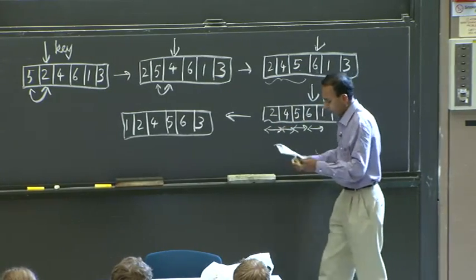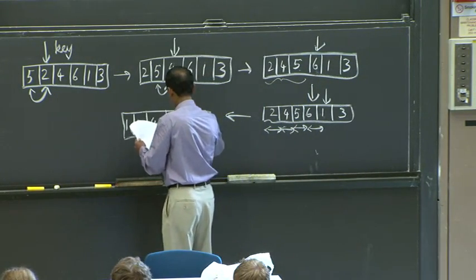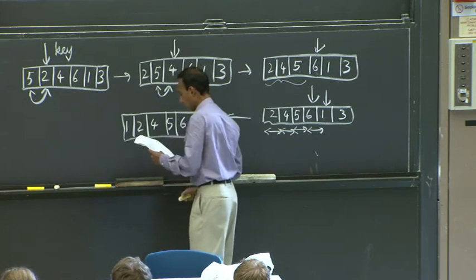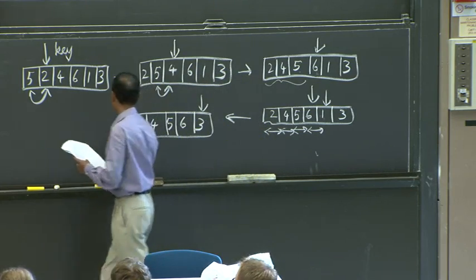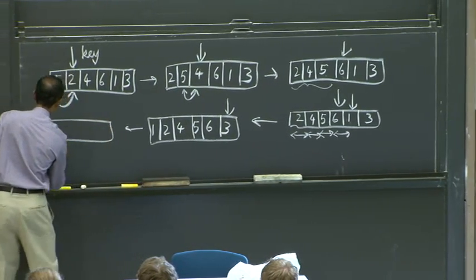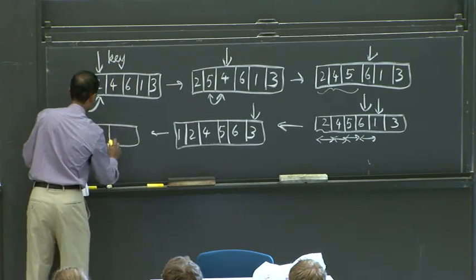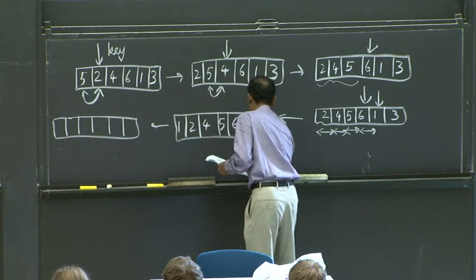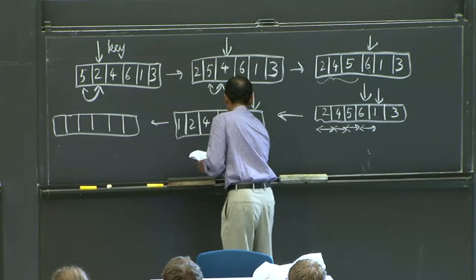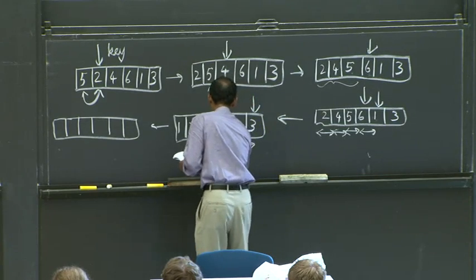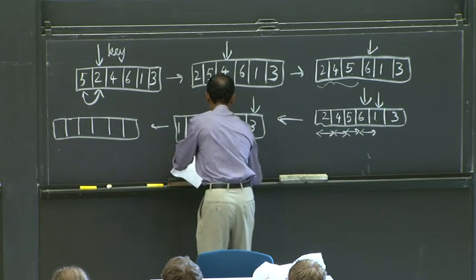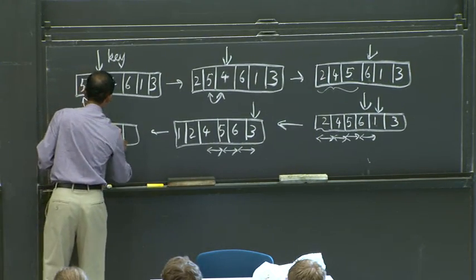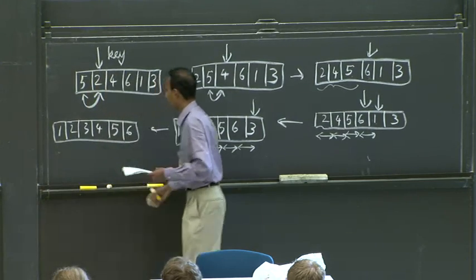So we're almost done. Now we have the key at 3, and 3 needs to get put into the correct position. So you've got to do a few swaps. This is the last step. 3 is going to get swapped with 6, and then 3 needs to get swapped with 5, and then 3 needs to get swapped with 4. And then since 3 is greater than 2, you're done. So you have 1, 2, 3, 4, 5, 6. Okay, and that's it.